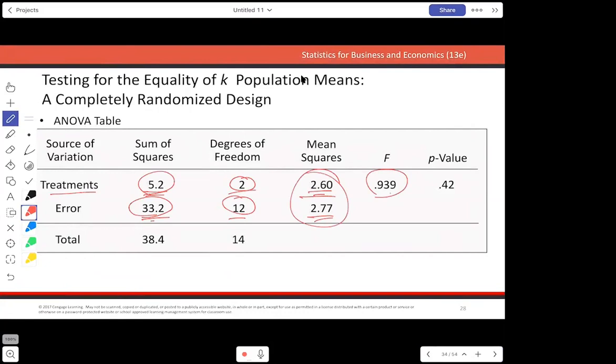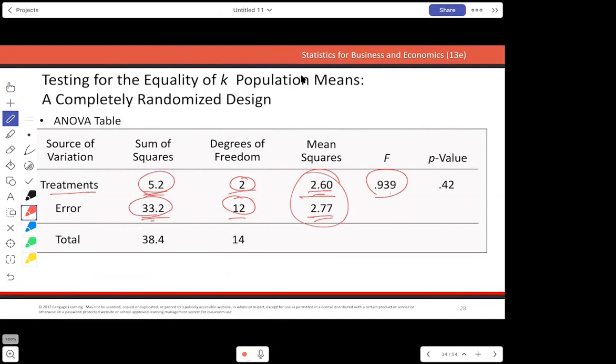We take the ratio of those two, we get 0.939. Now you can see 0.939 is kind of close to 1. That basically suggests that MSTR is really not that different from MSE. 2.60 is not very different from 2.77. So in that case, we don't have strong evidence that those means differ.